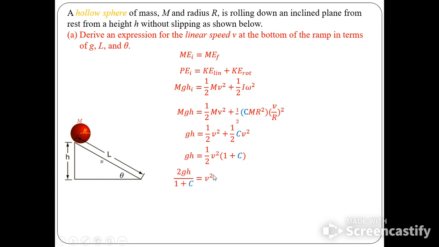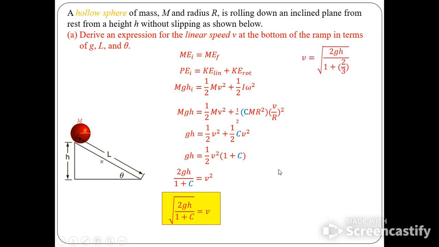Manipulating it, you would divide both sides by 1 plus C in parentheses and multiply both sides by 2. Hence the 2 is in the numerator, and the denominator is just 1 plus C. To solve for v, we square root the whole left side of the function. So it's the radical of 2gh over 1 plus C. This is a typical form that you can use for any rolling object: solid sphere, hollow sphere, disc, ring. You just have to know your coefficient of the moment of inertia, and then you can substitute it here, and that'll always work out as long as you know h.